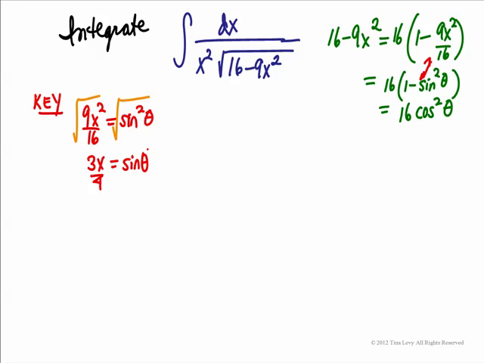Once we have this, then we can set up the triangle with the angle theta, and this is a way of checking that we do get the square root of 16 minus 9x squared. Looking at this, sine is opposite over hypotenuse, so the opposite is 3x, the hypotenuse is 4, and surely using the Pythagorean theorem, we know 9x squared plus something is 16, so this would be 16 minus 9x squared, but it's the square root.